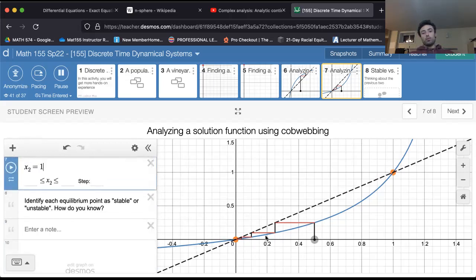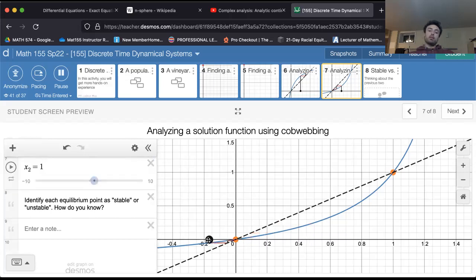Stable or unstable. So I'm heading towards 0. It looks like 0 is going to be stable. Technically, I have to check it on the left as well. And you can see I head towards it again. So 0 is stable. And I've already checked 1 on the left, and we can see that no matter how close I get to 1, I just head right to 0. If I cross 1, I head away from it. So 1 is unstable. And on both sides, I head away from it.